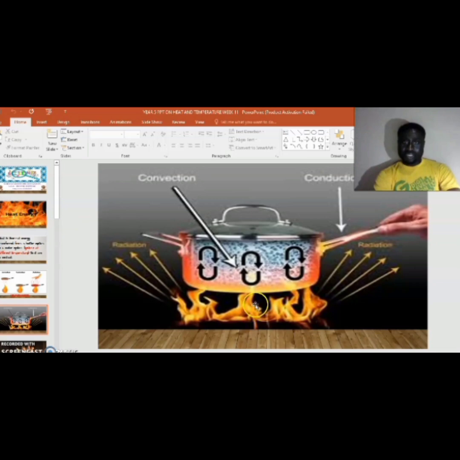The heat from the camp gas or the source does not have direct contact with the food. It only passes through the body of the solid, which is the pot, and heats up the food or substance in it. That process is called conduction, a form of heat transfer.